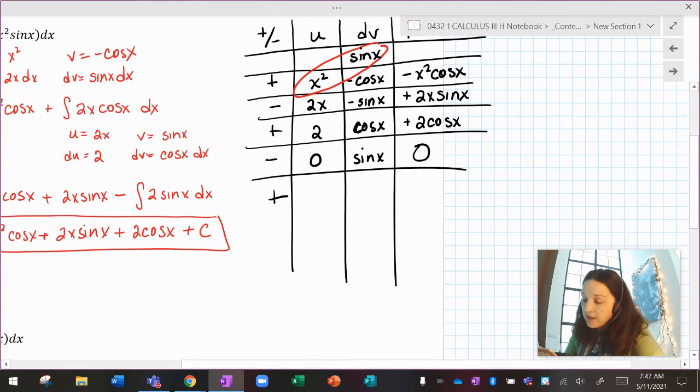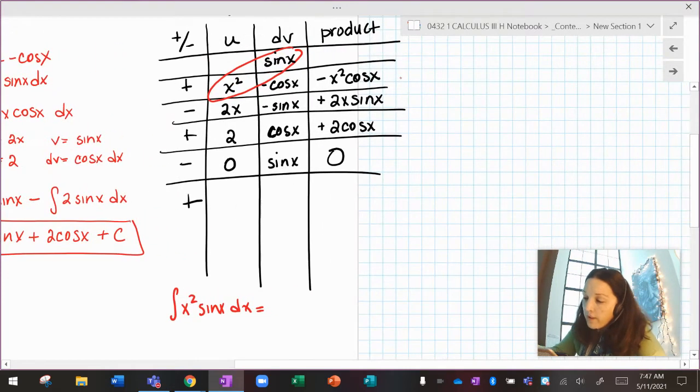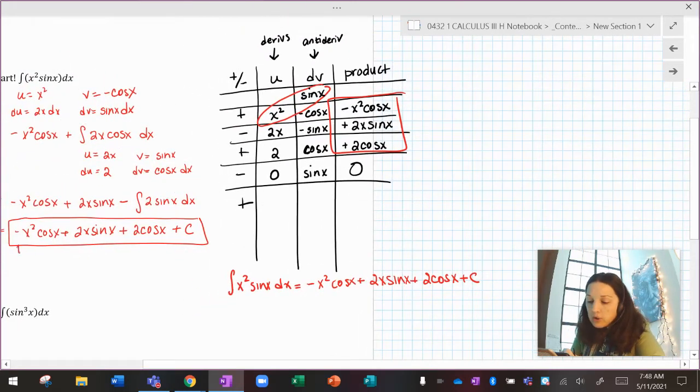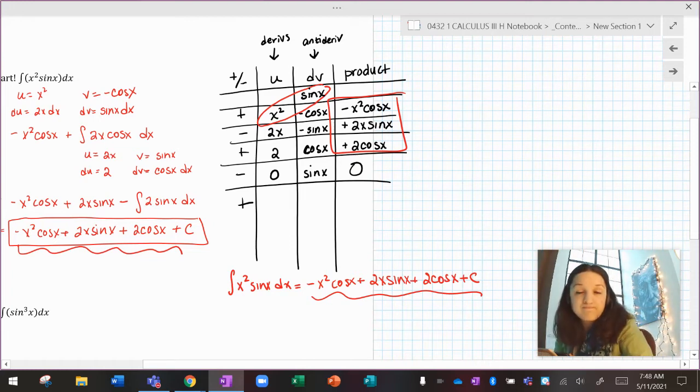So what does that tell me? That tells me that the integral of x squared sine x dx is equal to the sum of all the stuff on the right. Negative x squared cosine x plus 2x sine x plus 2 cosine x plus c. And if we compare, you will see that this thing and that thing are the same. Okay. So that is looking pretty good.